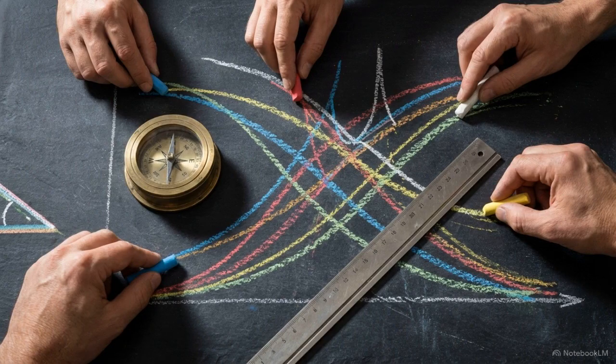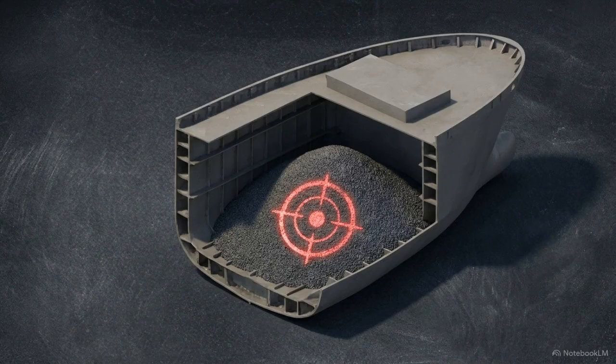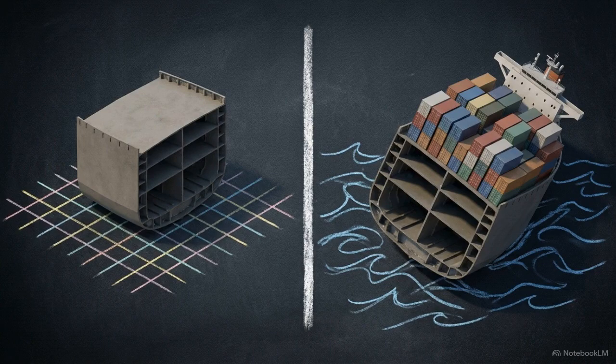To find that GZ distance, officers start with a standardized map provided by naval architects known as the cross curves of stability. This chart maps stability against displacement. Finding the ship's weight on the bottom axis, an officer traces up to the curves to find the righting lever. However, these curves rely on a theoretical baseline, the assumed center of gravity, seen here as 9 meters. In reality, iron ore sitting low in the hull, or containers stacked high on deck, will move the actual center of gravity away from this assumed baseline. Relying on the builder's chart without adjusting for the actual payload ignores the physical reality of the ship.